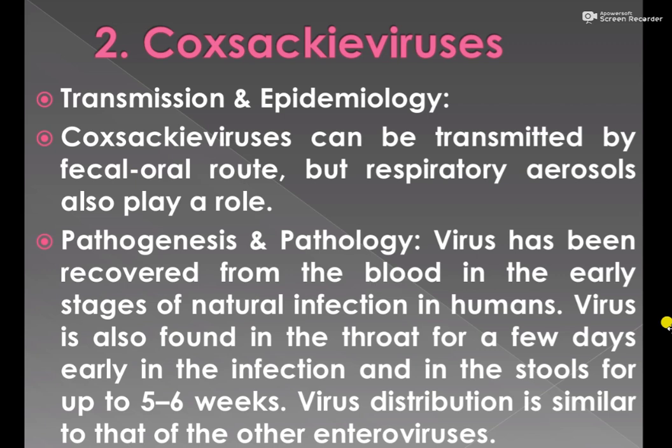Now we'll talk about the second group in enteroviruses, the Coxsackie viruses. They are a large group of viruses that contain two main types, A and B. They can be transmitted by fecal oral route and could be by respiratory aerosol. Pathogenesis: the virus has been recovered from the blood at the early stages of natural infection. The virus is also found in the throat for a few days early after infection and in the stool. The virus distribution is similar to other enteroviruses in the whole body.